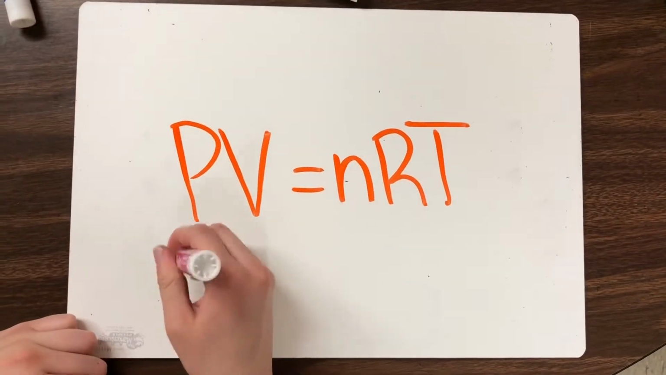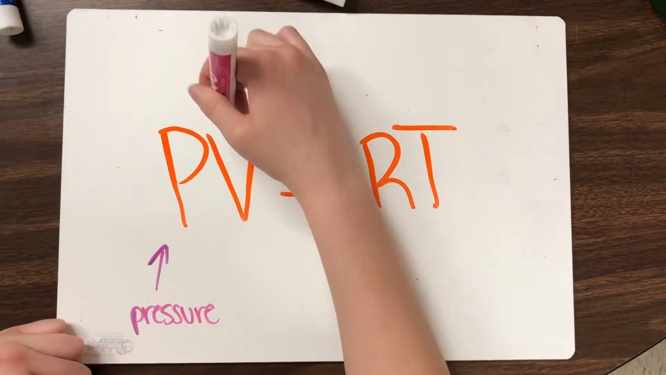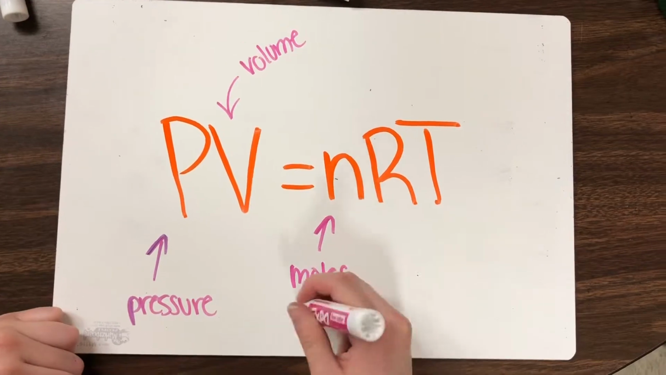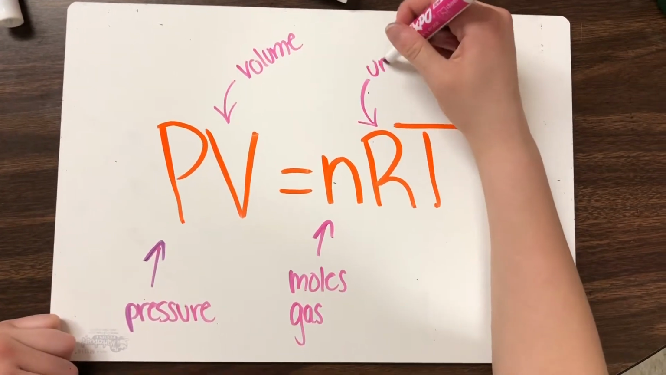In the ideal gas equation, the P stands for pressure, the V stands for volume, the n stands for the moles of gas, the R is the universal gas constant, and T stands for temperature.